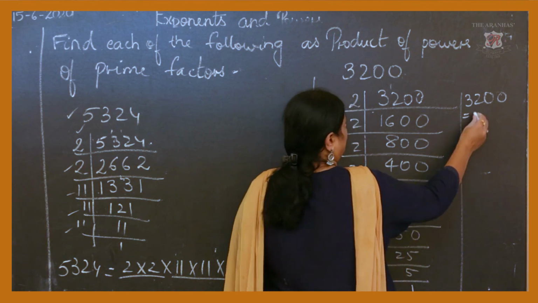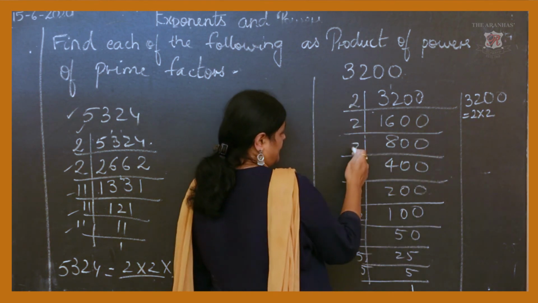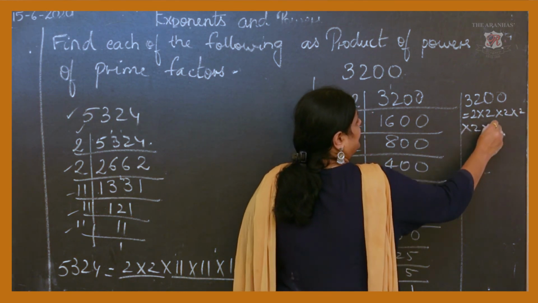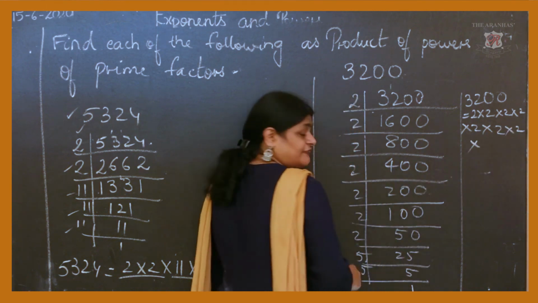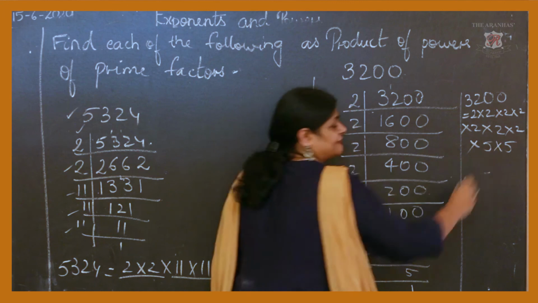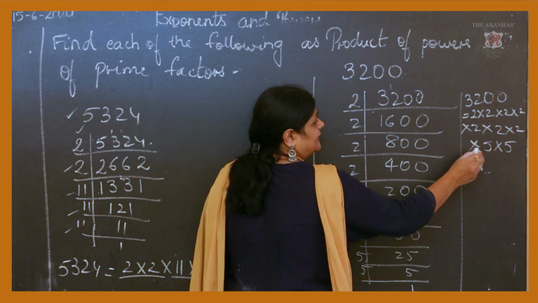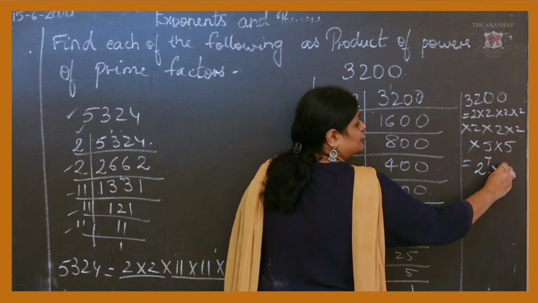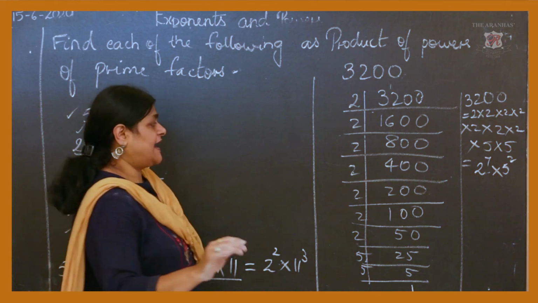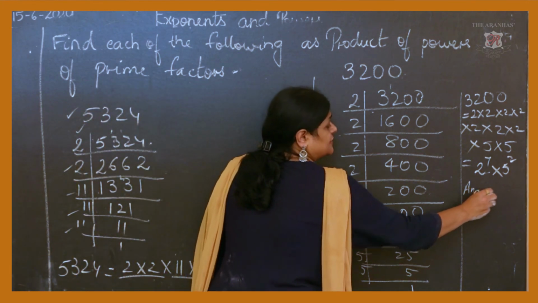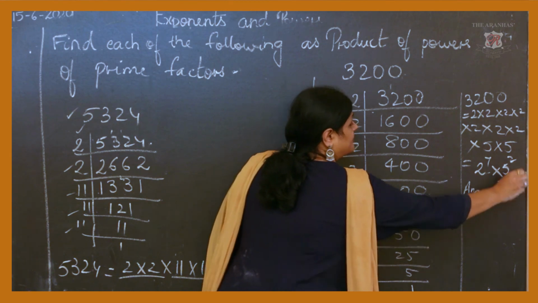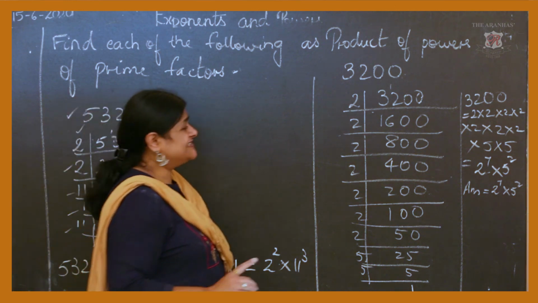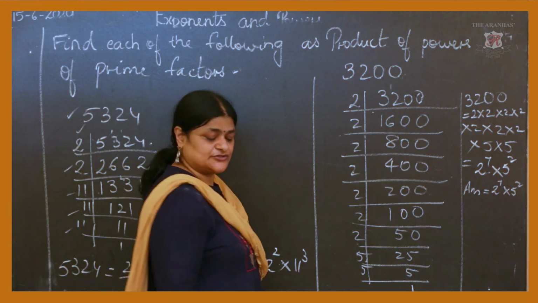So 3200 is equal to what? 2 into 2, 1, 2, 3, 4, 5, 6, 7 times, into 5 into 5. Okay, so that is equal to 2 to the power of 7 into 5 square. This will be your answer. So your answer is equal to 2 to the power of 7 into 5 square. Okay, so this will be your answer for this particular sum, that is of 3200.